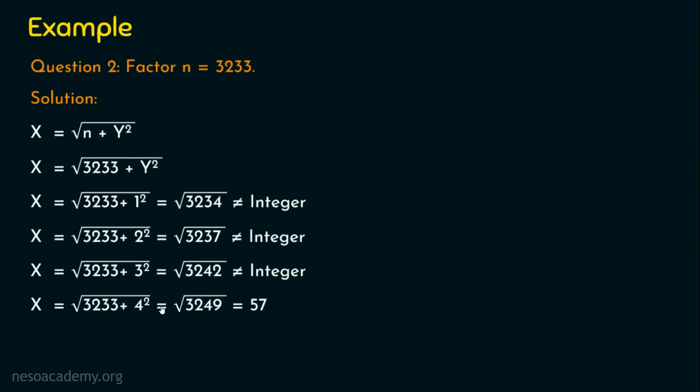When you apply the value 4, you get square root of 3249, which is equal to 57. So from this, the value of x is 57 and the value of y is 4. This is not the final result. Please make a note of this. We have one more formula to substitute. Before that, let's write what is x and y. X is equal to 57 and y is equal to 4, which is this.